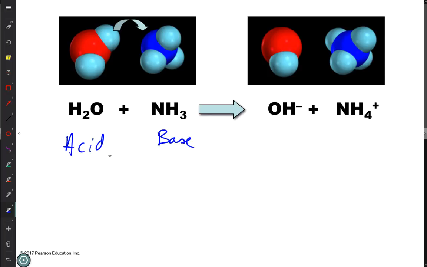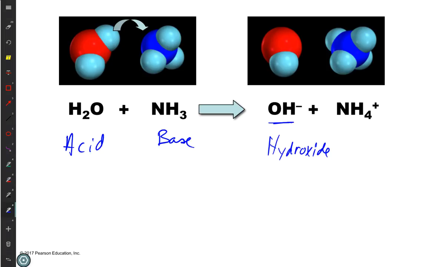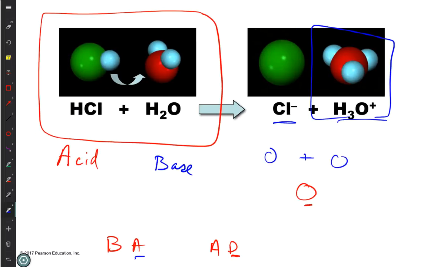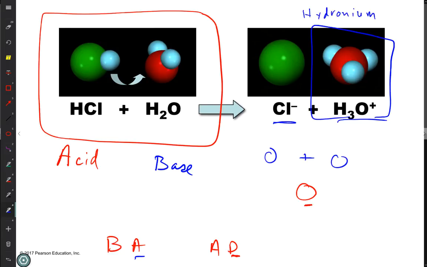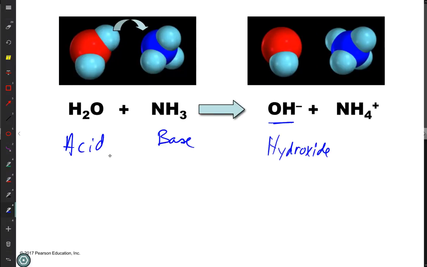So what did this form? Hydroxide, that's the name of this thing. And, okay, I don't remember the difference between ammonia and ammonium. One of these is ammonia, one of them is ammonium. I should know better. I didn't write the name, but going with hydronium, I'm going to go with this as ammonium. And this is ammonia.